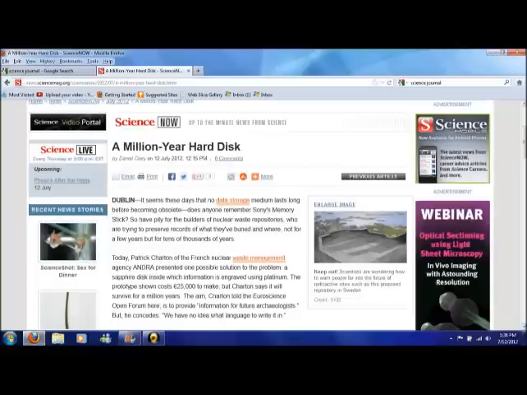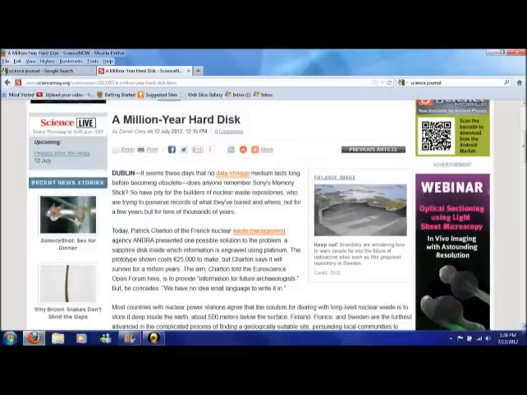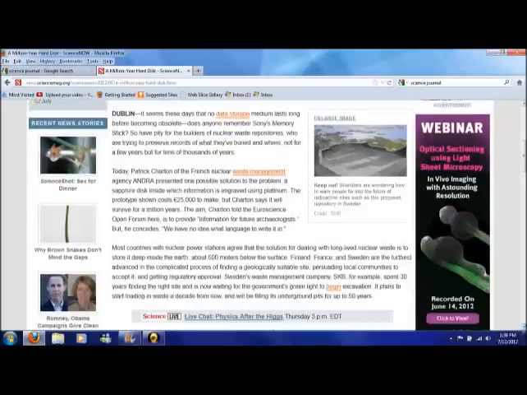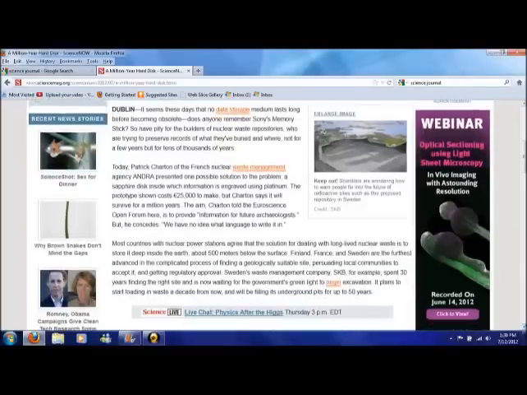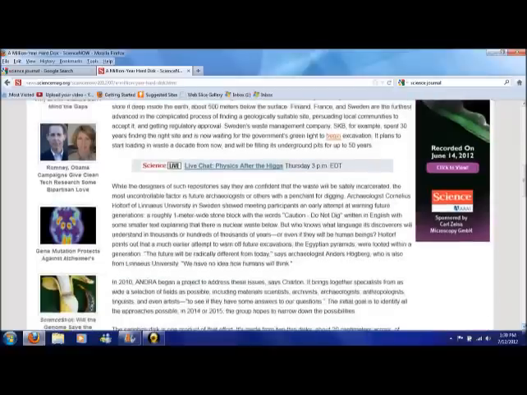He says this is to provide information for future archaeologists, but he concedes we have no idea what language to write it in. Now, owners and designers of such repositories say they are confident that the waste will be safely incarcerated, but the most uncontrollable factor they admit is future archaeologists or others with a penchant for digging.